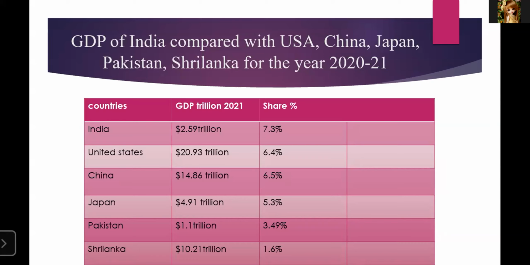Japan $4.91 trillion. GDP rate is 5.3%. Pakistan $1.1 trillion. GDP rate is 3.49%. Sri Lanka $10.21 trillion. GDP rate is 1.6%. Thank you.